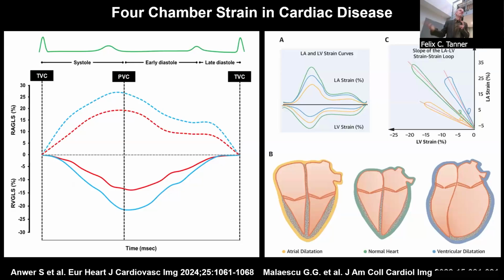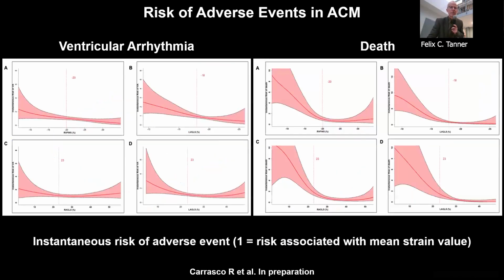But now we can extend that a bit and go to 4-chamber strain. And this is something we know quite well now for amyloidosis, where 4-chamber strain is an established concept. So this we looked at with Rodrigo Carrasco. He is still working on the manuscript, but I thought I'd bring that along for you because I like this data very much and maybe you're interested.